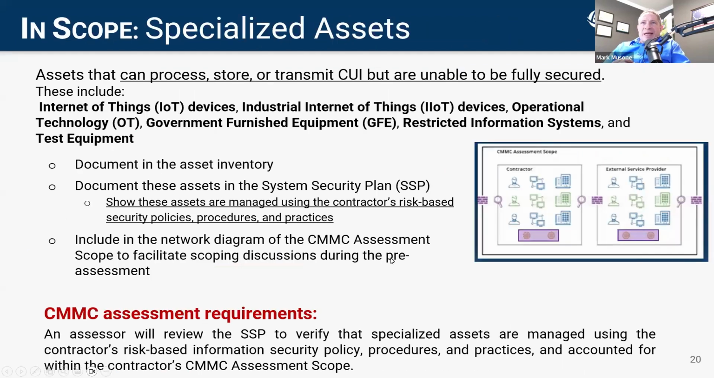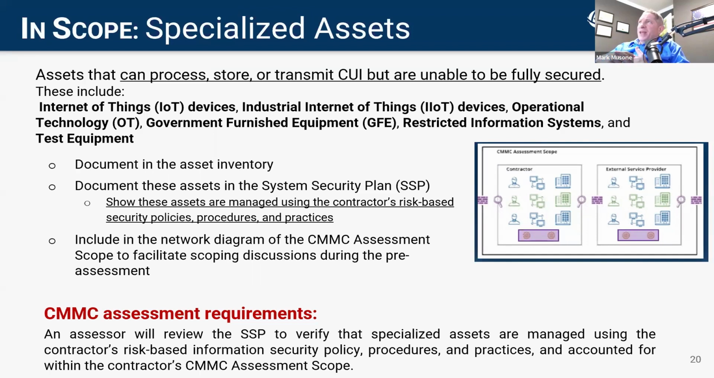And then you have specialized assets. Contractor risk managed assets are not intended on handling CUI. Specialized assets, very well, they may have CUI, they may not have CUI. It actually doesn't matter. And those are the different Internet of Things devices and industrial Internet of Things devices, your smart devices, your operational technology, your CNC machines, plasma cutters, all that type of stuff.